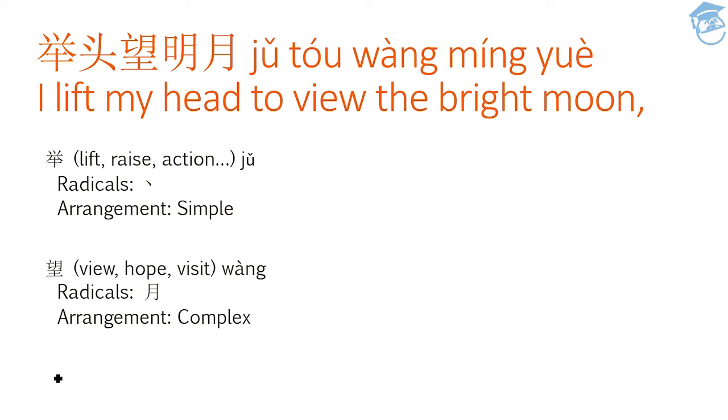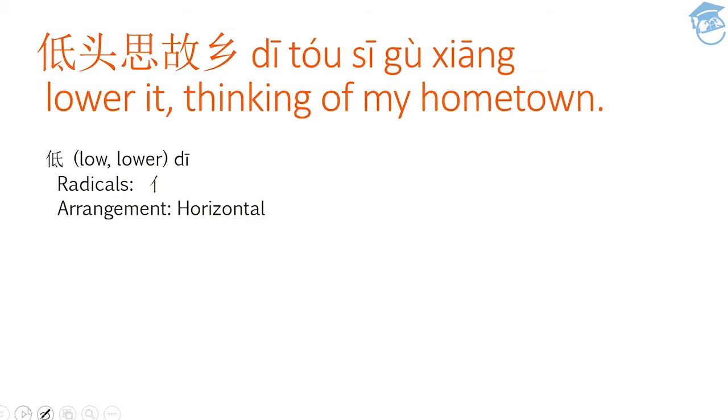Let's see what's happening next. So he ended the poem with 低头思故乡. Lower it, so lower your head, thinking of my hometown. I'll explain the new words first. So 低 means low, or it can be used as a verb in this context, it means to lower something. In this case, your head.